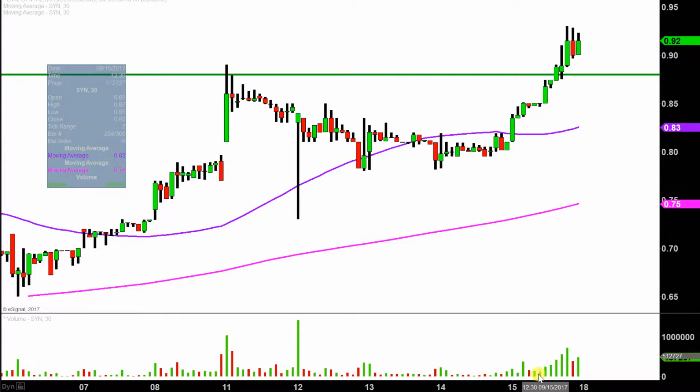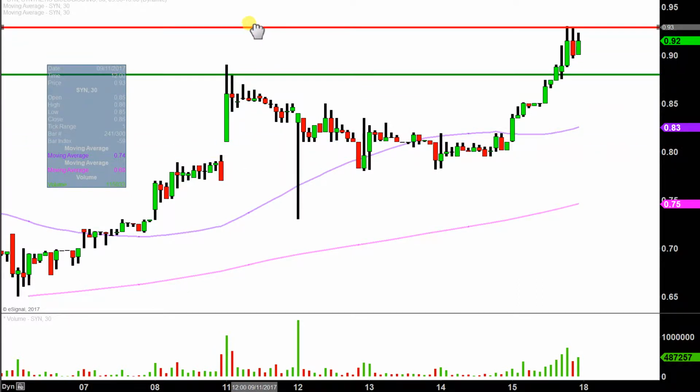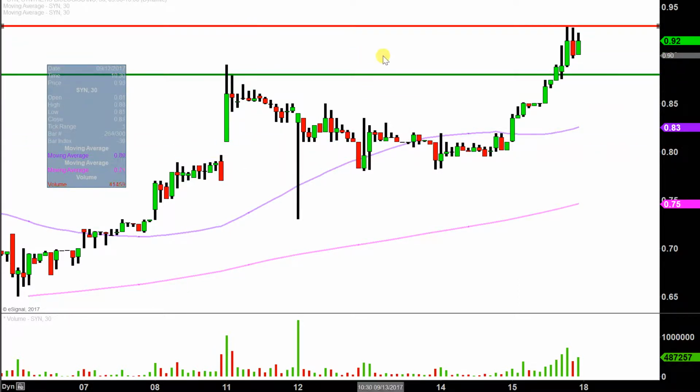Now, what about areas of resistance? I'm just going to focus on one level of resistance, and I'll explain that in a second, but that level is just where the party stopped today, up there at 93 cents.